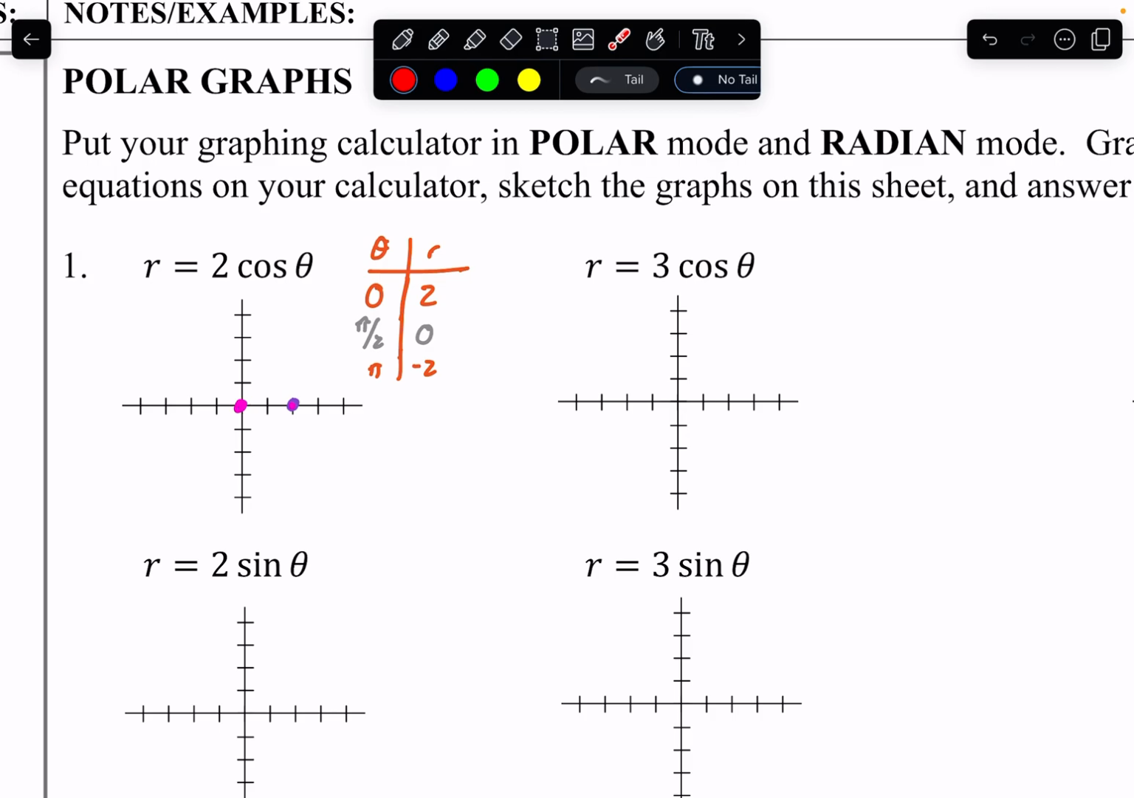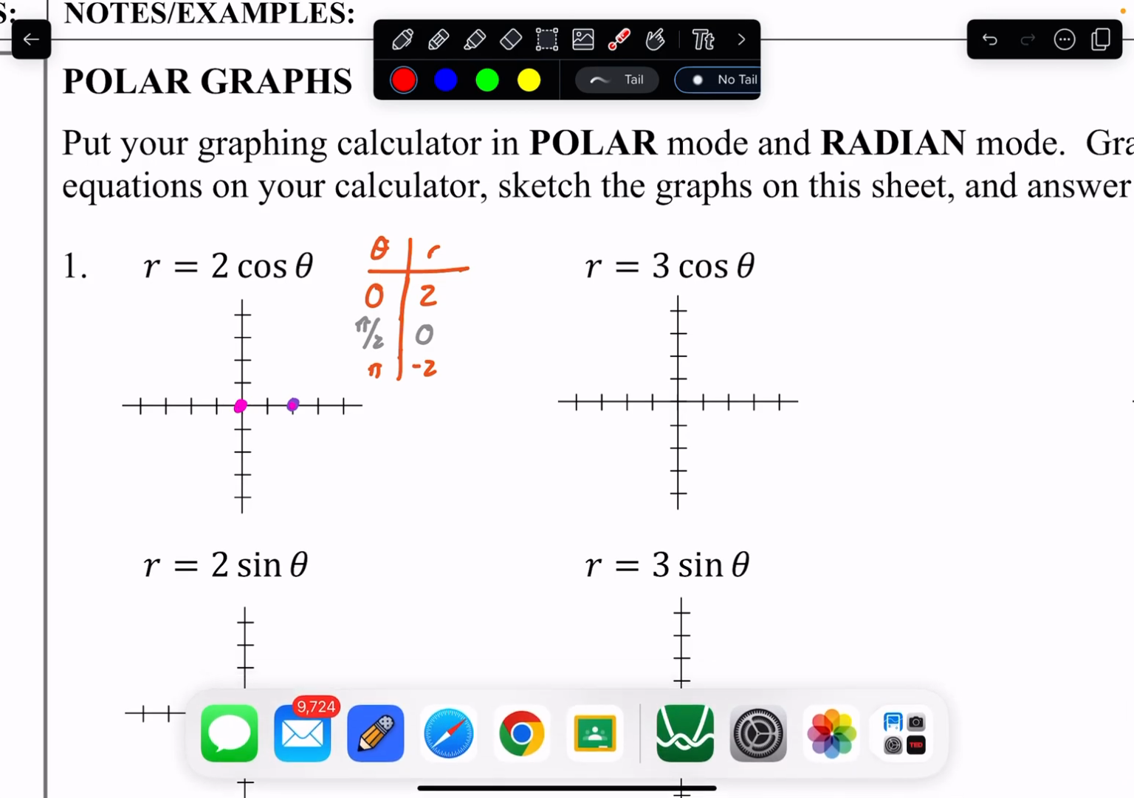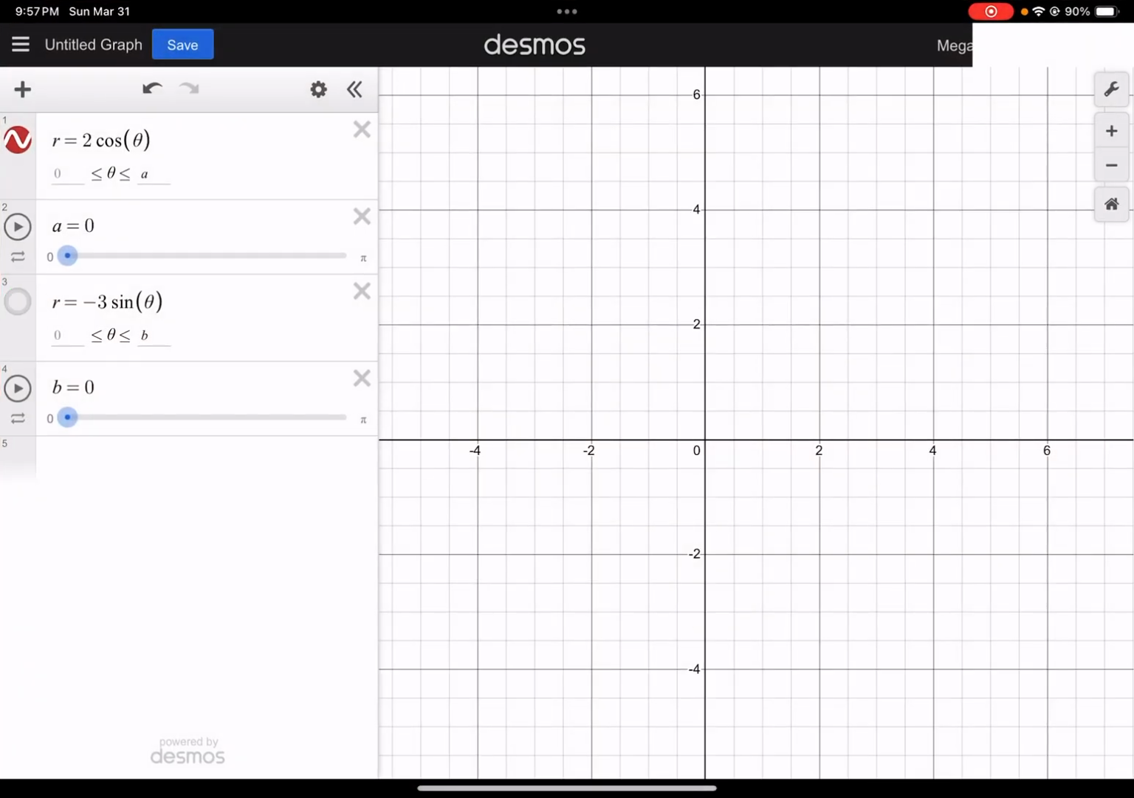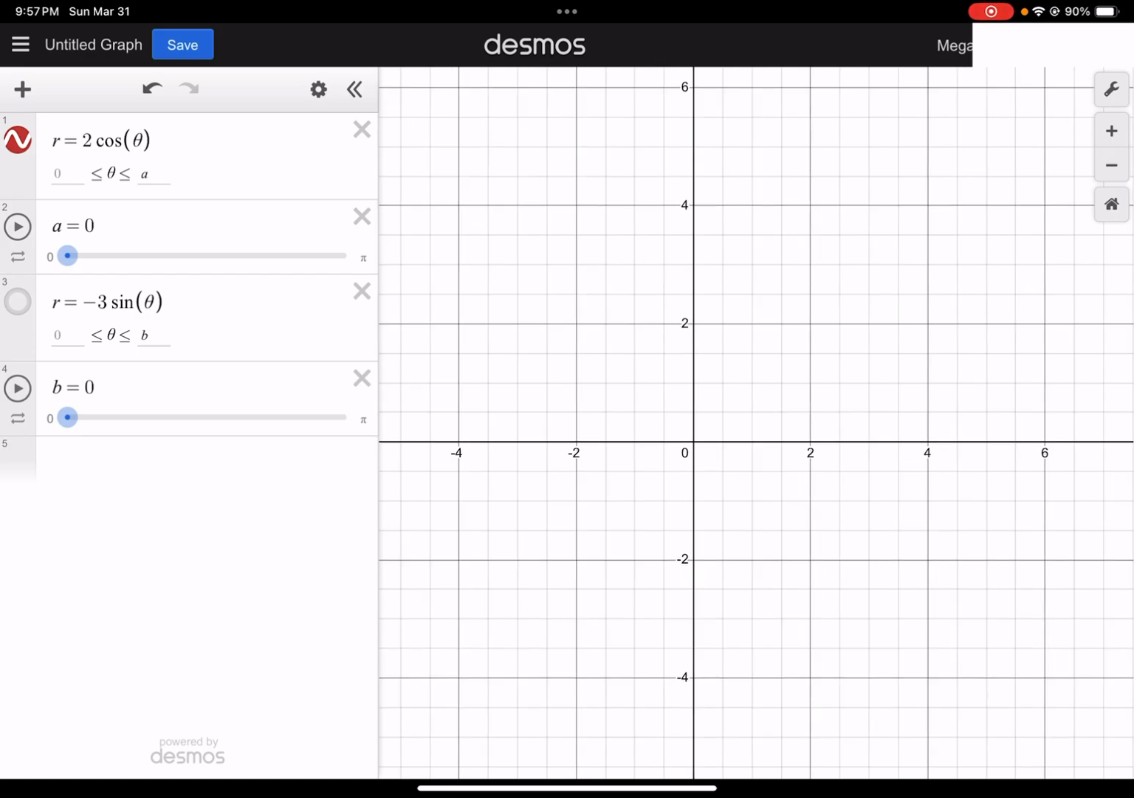So what the heck does that graph look like? Well, I'm going to show you what it looks like in Desmos because I want you to see the way that it builds. So this is 2 cosine theta. I've got a little bit of a slider here so you can see it. So it starts off at that same 2, and then as the angle increases, it's going to go up and then come right back down to 0.